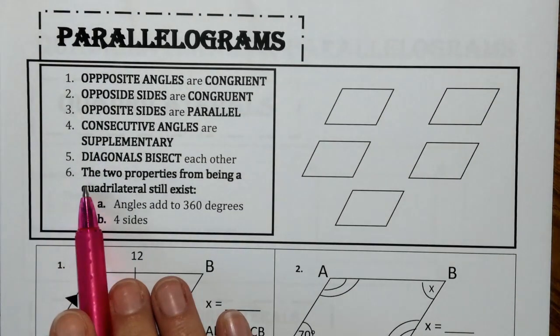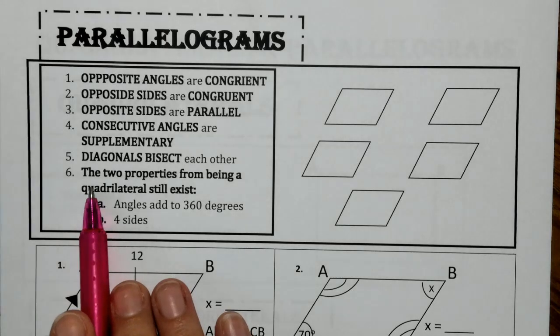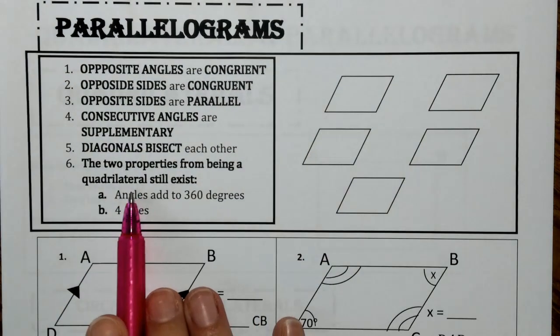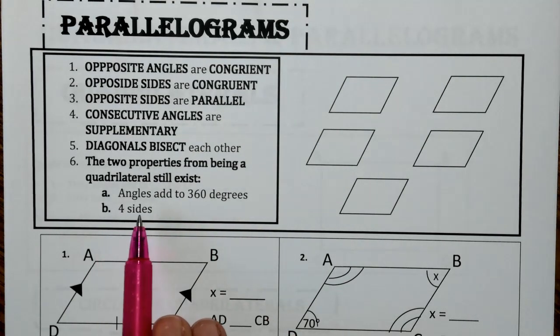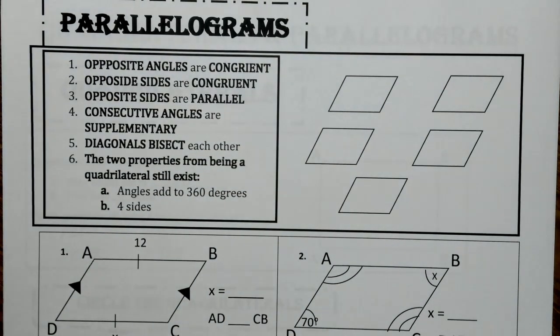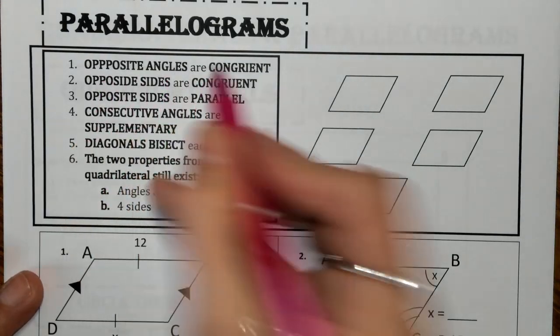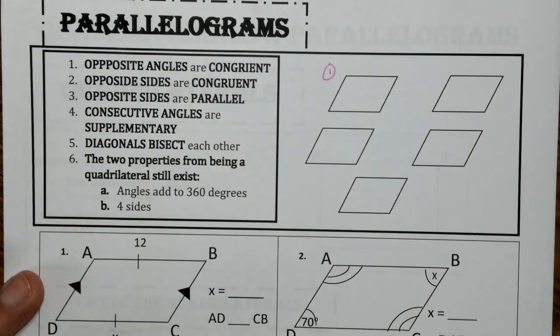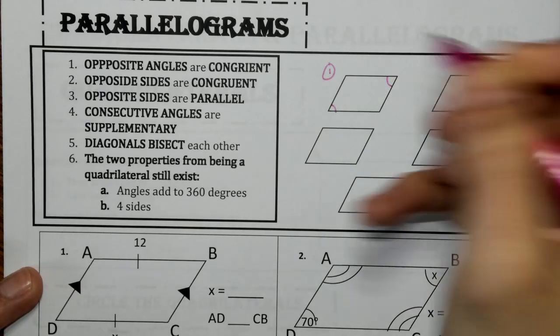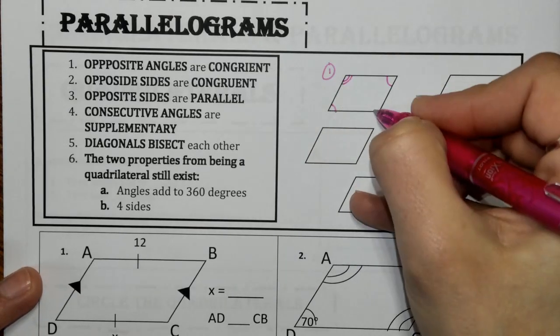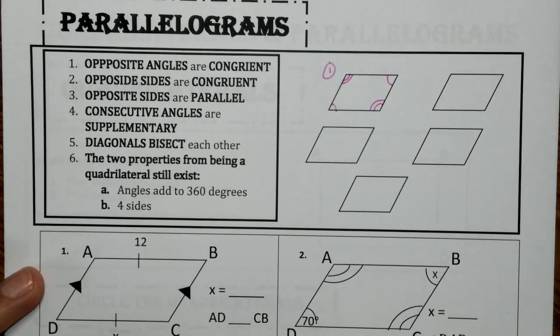Number 6 is showing us here that we have all the properties of a quadrilateral still existing, which are just the two that we just talked about: 360 degrees for their angles and 4 sides. We have a few extra. One, our opposite angles are congruent. So over here with this first one, let's show that your opposite angles are congruent, and these two right here will be congruent. They're not all 4 congruent.